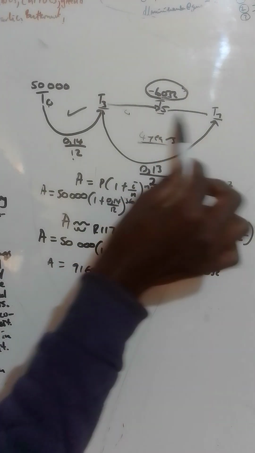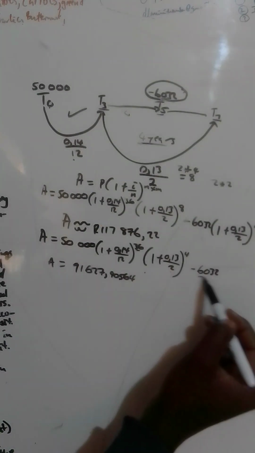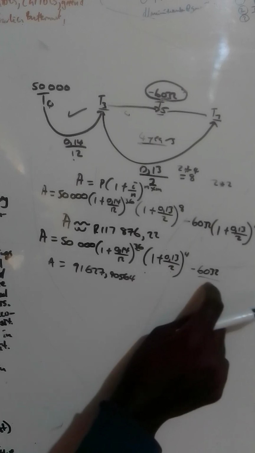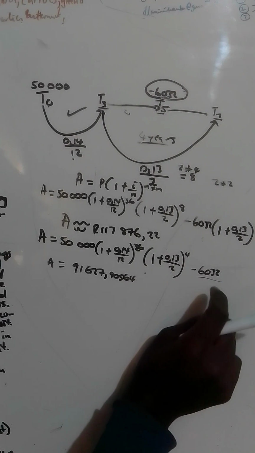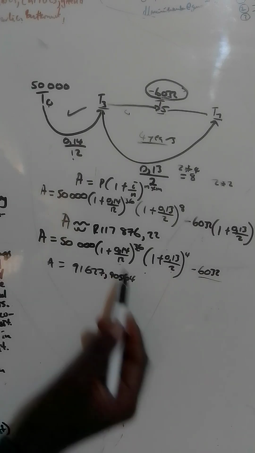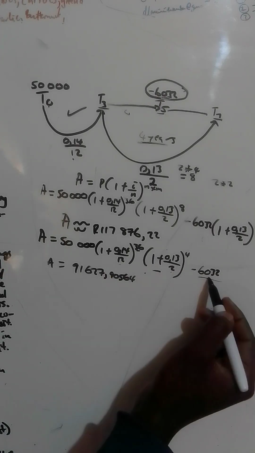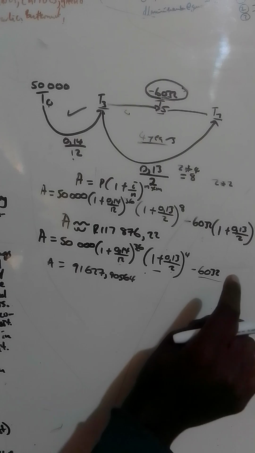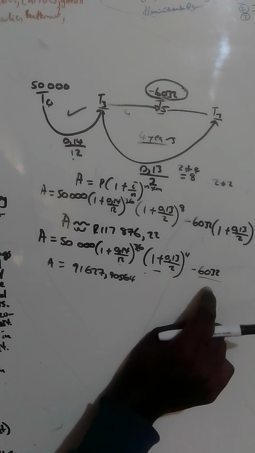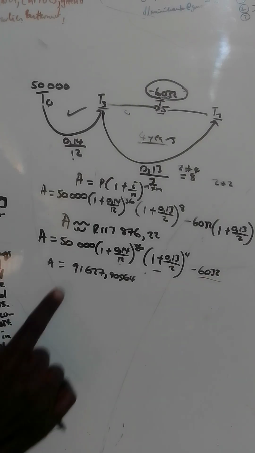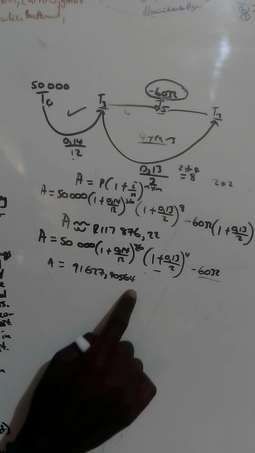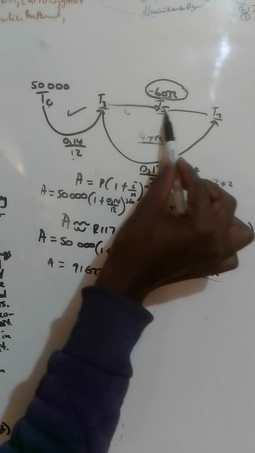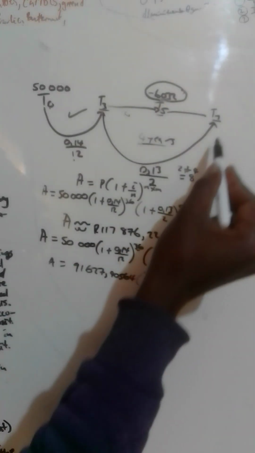Now we have got the remaining 2 years. We have subtracted the 6,032, but there is no interest this time around that we are removing. We have removed it as is. I have calculated the first 3 years and the next 2 years before this withdrawal was made, and then Mr. Mungai withdrew his 6,032 and he remained with the 91,627.90564. Now I'm going to calculate the remaining interest which Mr. Mungai earned for the remaining 2 years.